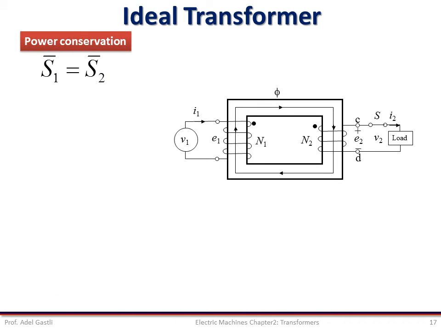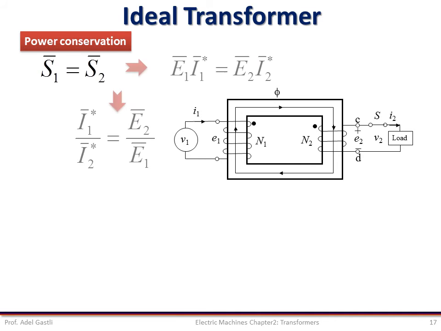Considering the power conservation theorem, we can write that the input apparent power S1 equals the output apparent power S2. Using the complex vector representation of the apparent power, we can write that S1 equals E1 multiplied by I1 conjugate and equals S2, which is also equal to E2 multiplied by I2 conjugate. Note that all parameters used here are complex vectors with their real and imaginary components.